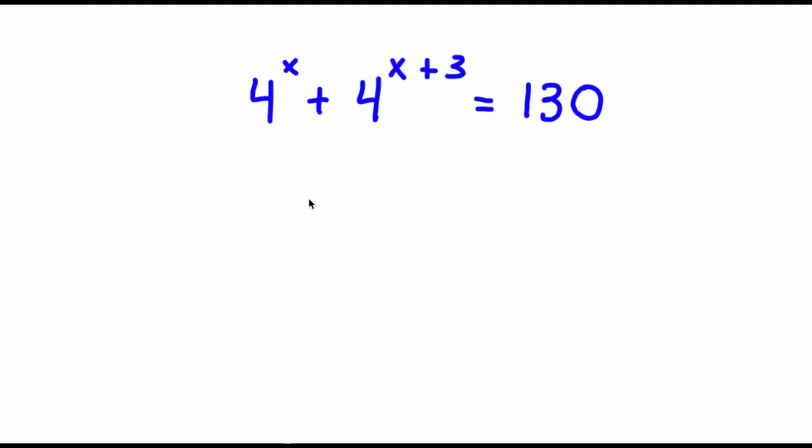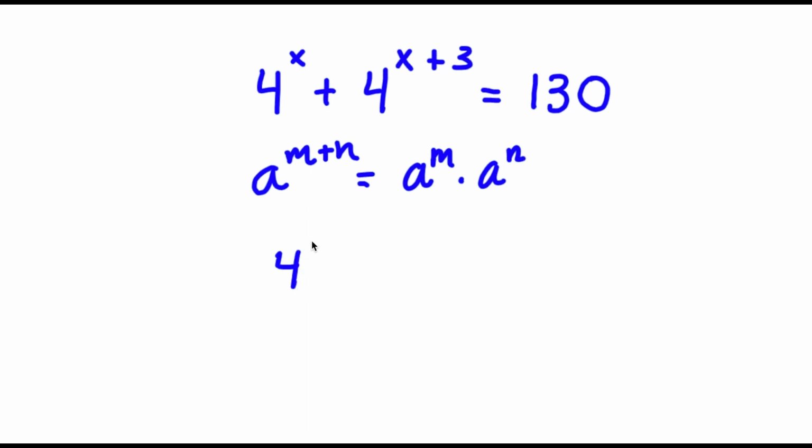Alright, so in this problem, I have 4 to the power of x plus 4 to the power of x plus 3 is equal to 130. So to start, if I have something in the form a to the power of m plus n, this is equal to a to the power of m times a to the power of n. So 4 to the power of x plus 3, that's going to equal 4 to the power of x times 4 to the power of 3, which is equal to 130.